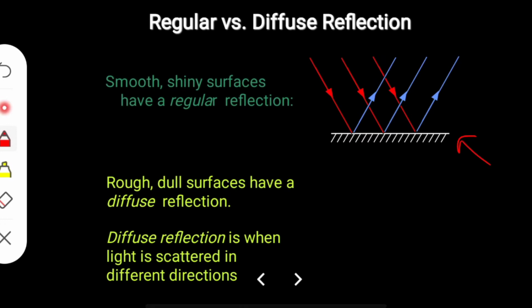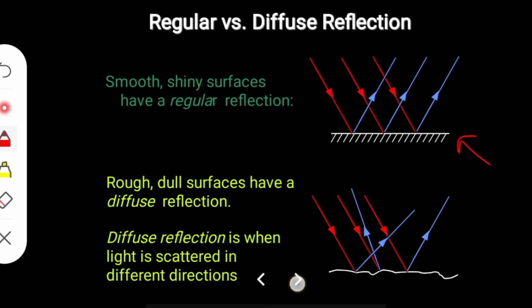Now, if there is a rough and dull surface like this, then reflection also occurs at that point. But there is quite a difference between these two. If light falls like this on the surface, it gets reflected in this way. Another ray of light will fall at this curve, but it will be reflected in this way. Similarly, it goes on. Such reflections are called diffuse reflection.